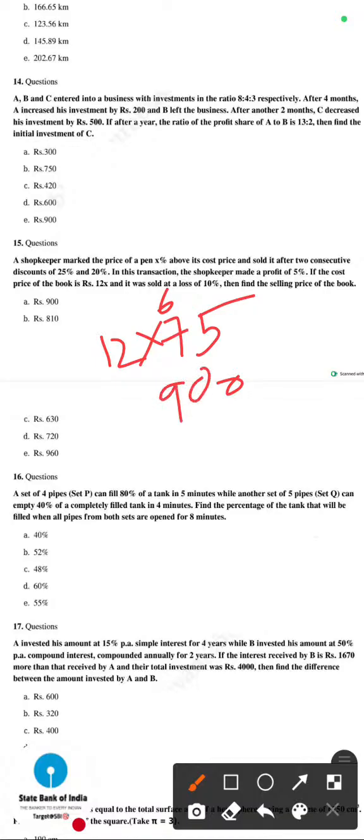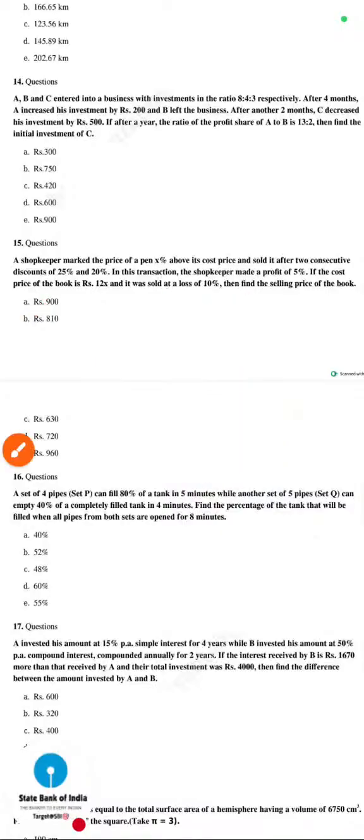So 900 rupees is the cost of the book, and it was sold at 10% loss. So 10% of 900 will be 90. So it was sold at 810 rupees. So the answer will be option B, 810 is our answer.